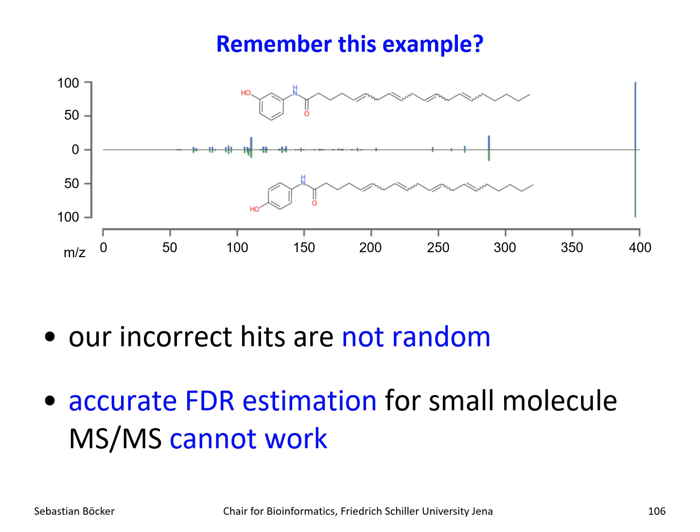So you may remember this example that I showed earlier in this talk. And what this example shows is that our incorrect hits will usually not be random. Much more likely explanation is that you don't have the correct structure in the database you search in, but you have something that is very, very structurally similar and hence fragments indistinguishable. And that will be probably the predominant driver of incorrect annotations. I assume that, but I'm 99% sure, so you can never be 100% sure. And so I claim that accurate FDR estimation for small molecule MS simply cannot work.